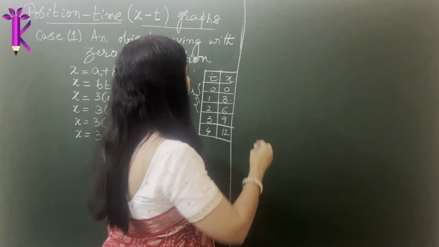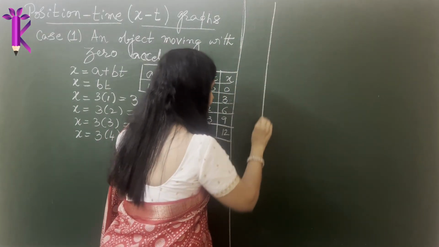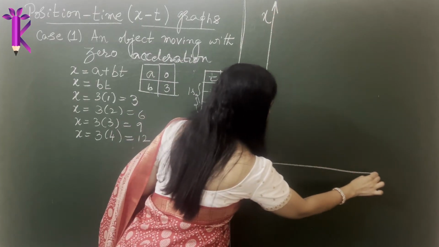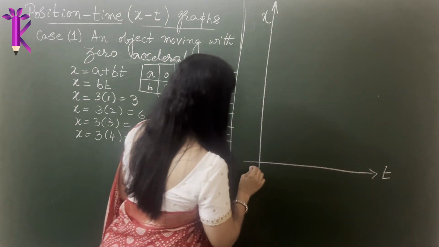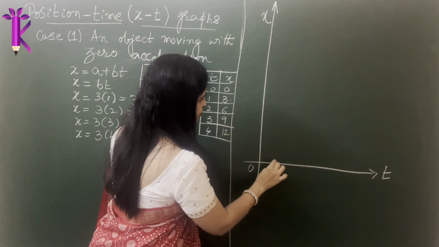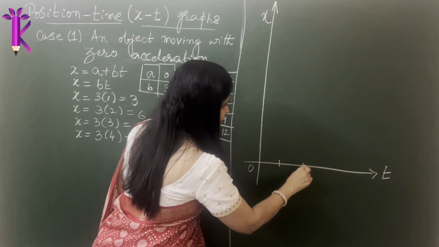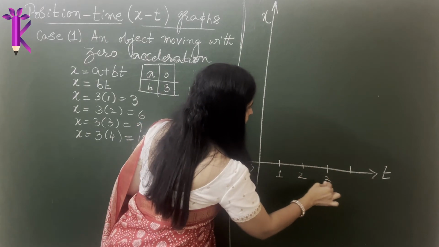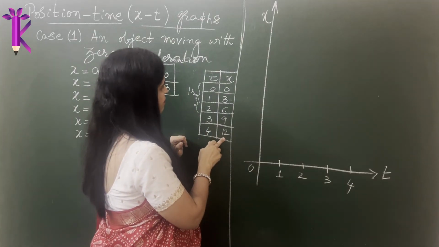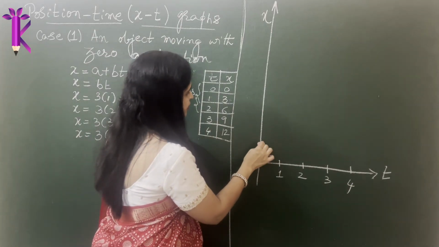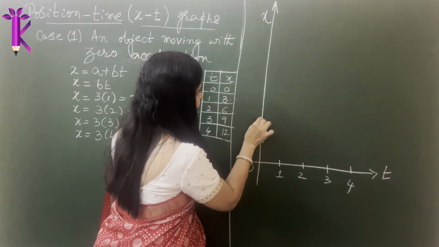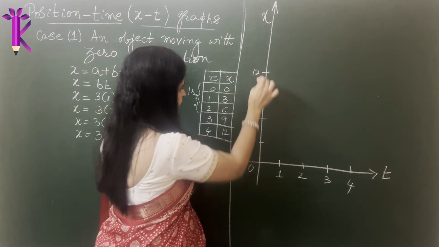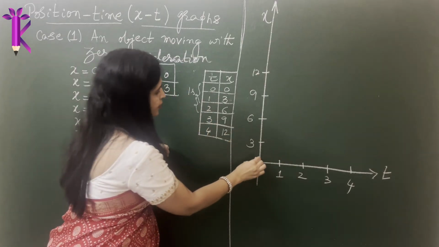Let's try and plot how this looks. Okay, x versus t for zero acceleration. I need 1, 2, 3, 4. So this is 0, this is 1, this is 2, this is 3, and this is 4. I need values up till 12, so I think I'll jump from 3, 6, 9, 12. Okay. When t is 0, the value is 0.